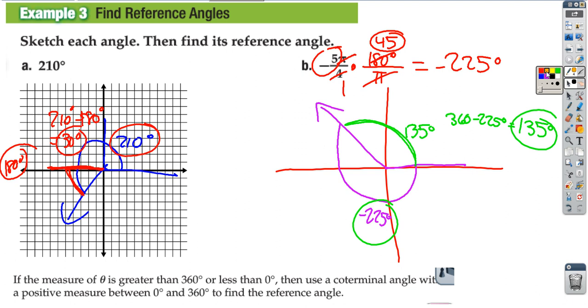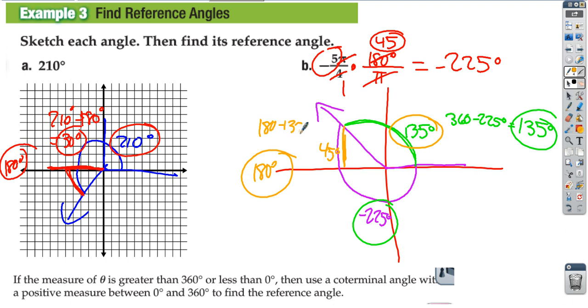And then the question is, what's the reference angle? That's the angle that takes us from right here down to the x-axis, which occurs at 180 right here. And the difference between 180 and 135, 180 minus 135, is equal to that right there. It's equal to 45 degrees, so that's our reference angle.